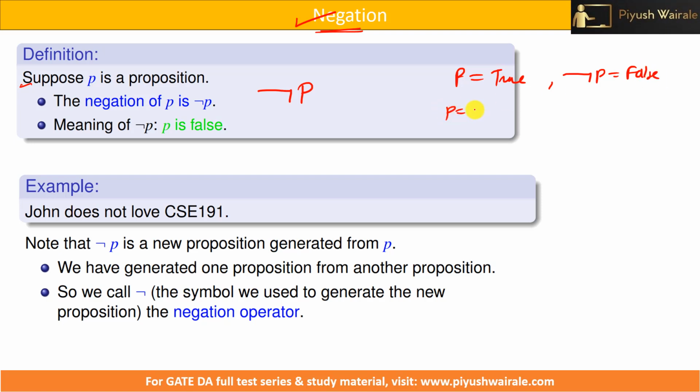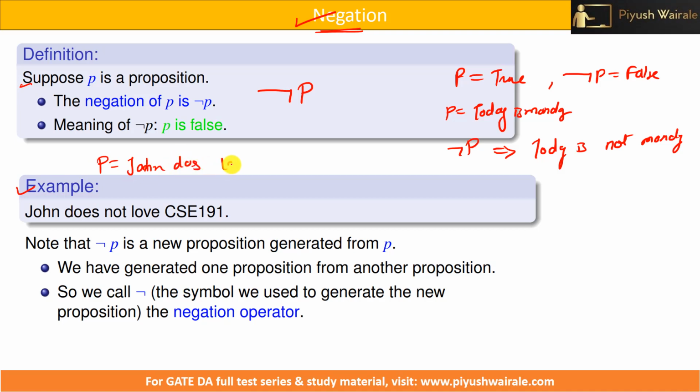Right. So when I say P equals "today is Monday," then negation of P will become "today is not Monday." So it's basically a negation of this particular statement, right? I hope you got this particular example. Here also you can see "John does not love CSE 191." Suppose our P is "John does love CSE 191." Then the negation of this particular P will be "John does not love CSE 191."